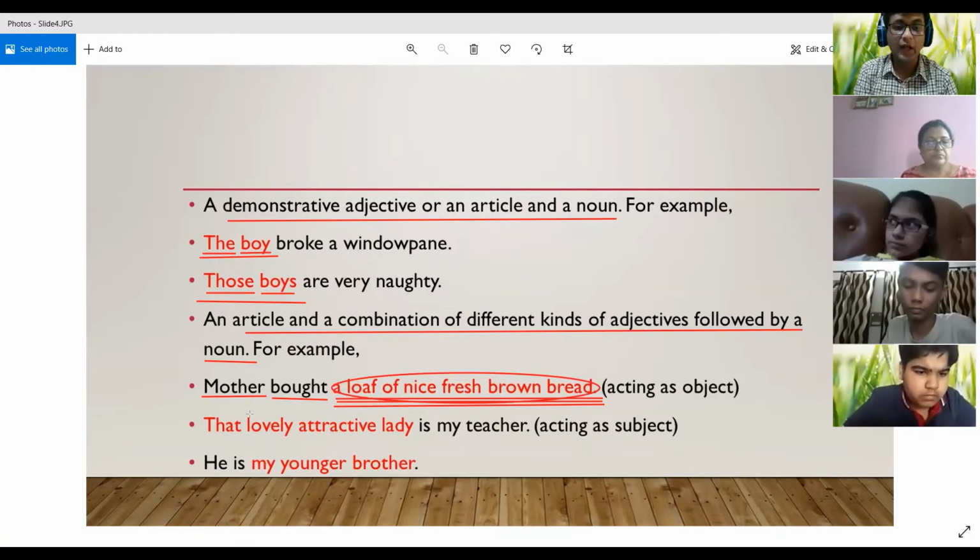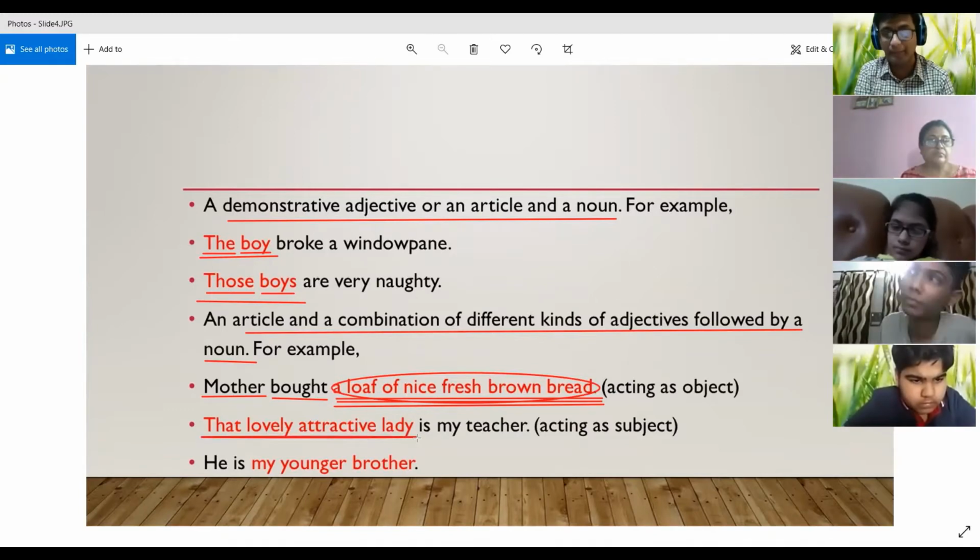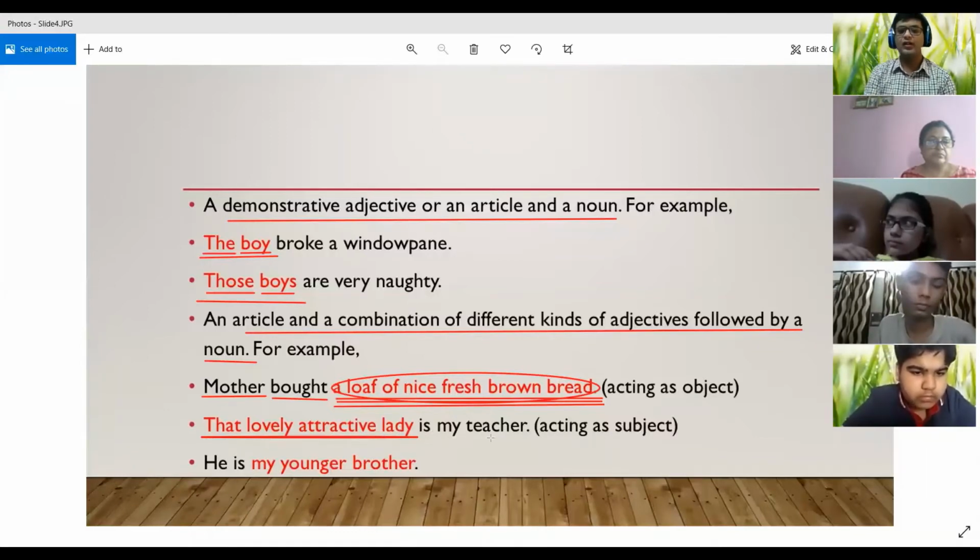All right. Now, that lovely, attractive lady is my teacher. So now in this case, another important thing can be seen: it is acting as a subject. In the previous example, you saw that the noun phrase was acting as an object. In this case, it is present as the subject, then the verb, the helping verb is there, then it is followed by my teacher.